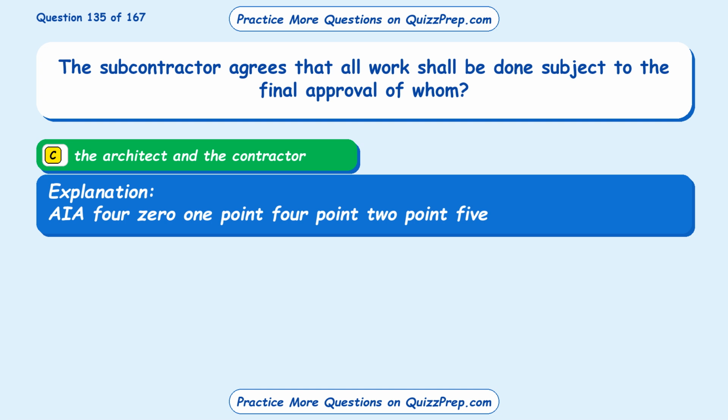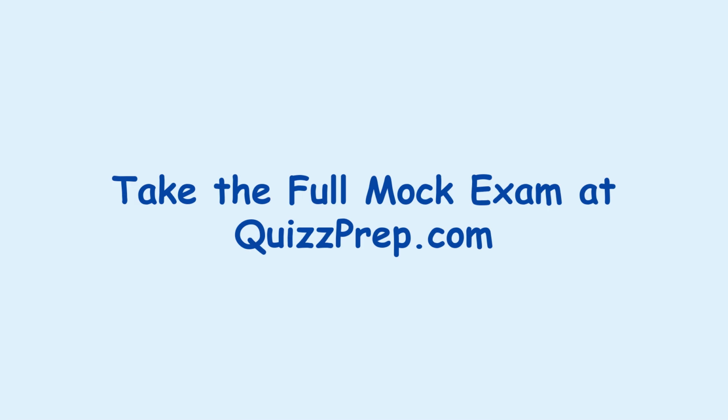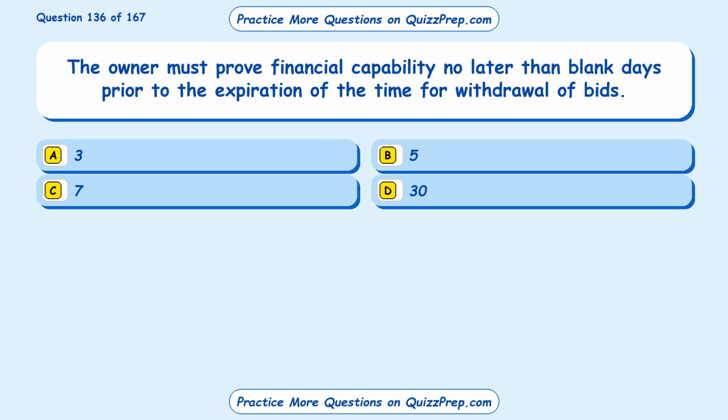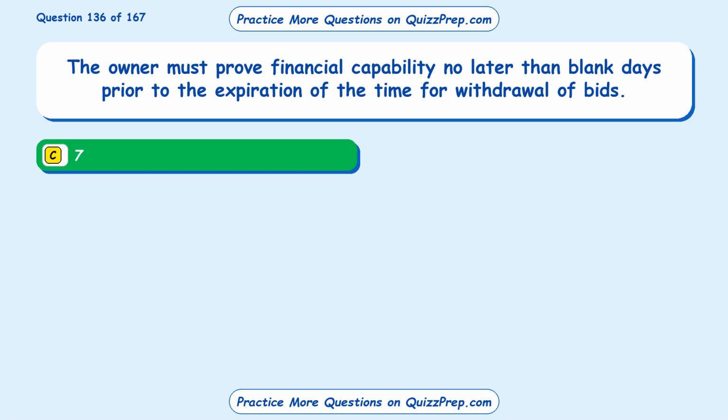401.4.2.5. Question 136. The owner must prove financial capability no later than blank days prior to the expiration of the time for withdrawal of bids. Option A, 3. Option B, 5. Option C, 7. Option D, 30. The correct answer is option C, 7.